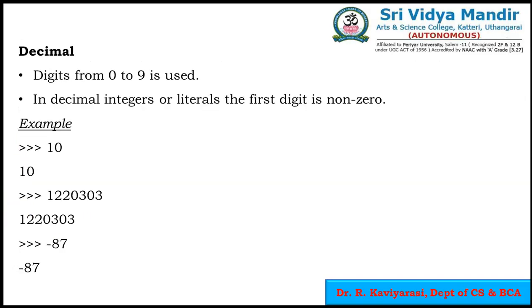The next one is decimal numbers. We know that decimal digits range from 0 to 9. The decimal number is a non-zero number. For example 10, 12, 0. So these are the decimal number examples.